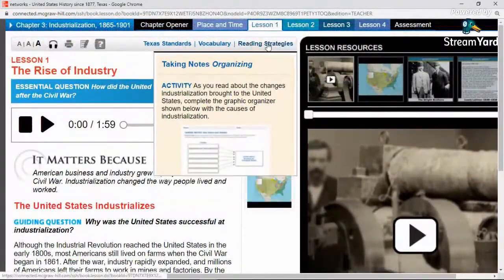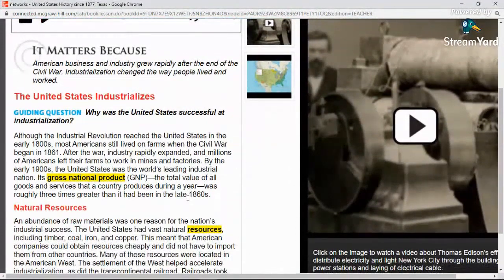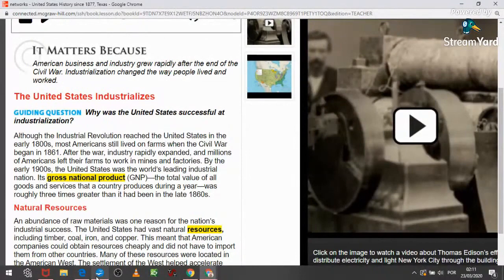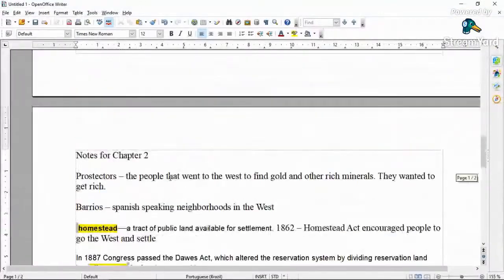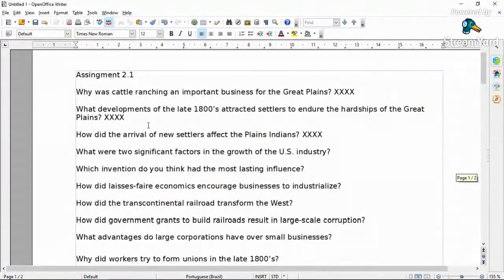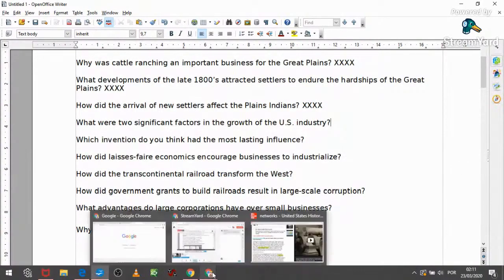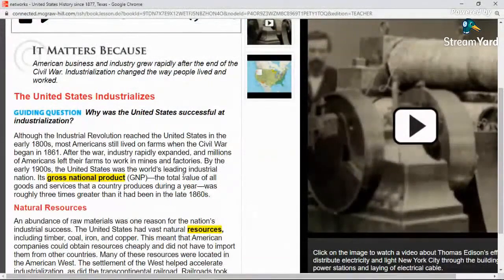So the essential question here, or the guiding question, is why was the United States so successful at industrialization? So let's look at our list of questions. We answered that one, we answered that one, and we answered that one. So let's focus on what were two significant factors in the growth of the US industry, okay? And these pretty much go in the order that we read them. So as we reach them, we should be able to find them.